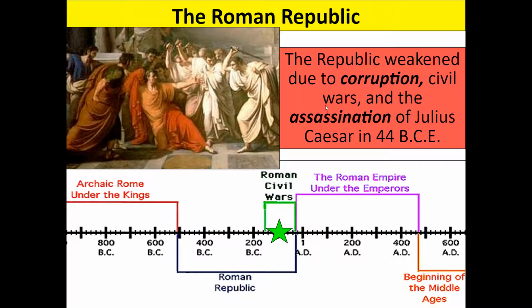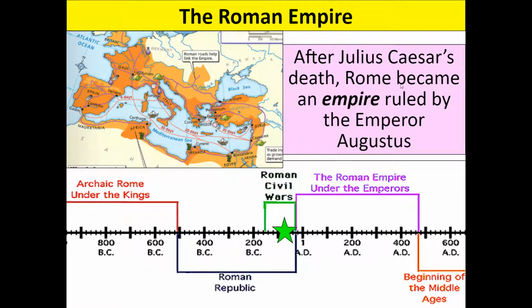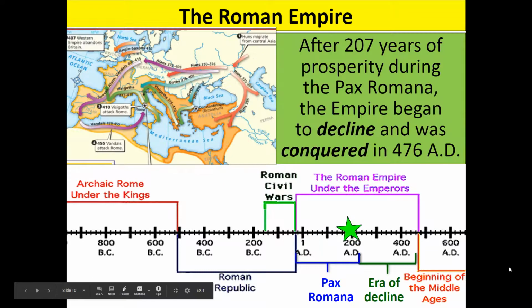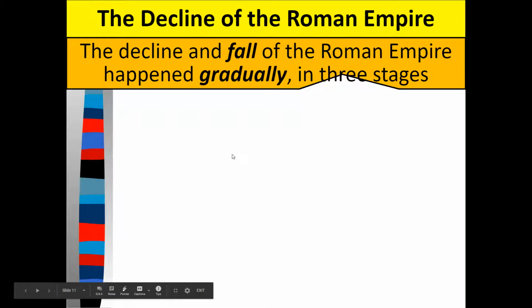And the Republic then starts to weaken due to corruption and civil wars. You have the assassination of Julius Caesar, and Julius Caesar's nephew takes over. After Julius Caesar's death, Rome becomes an empire ruled by the Emperor Augustus, right? And this is Julius Caesar's nephew. Then under Augustus, Rome enters an era of peace and prosperity, which is known as the Pax Romana, or the Roman peace, and that lasts for a little over 200 years. After that, the empire begins to decline, and it's finally conquered in 476 AD, or Common Era.